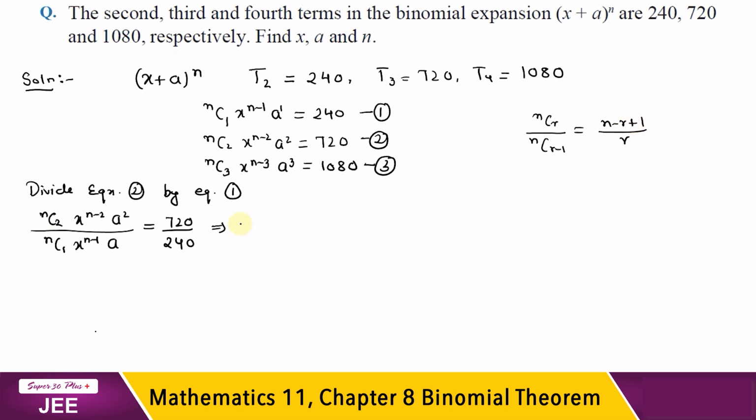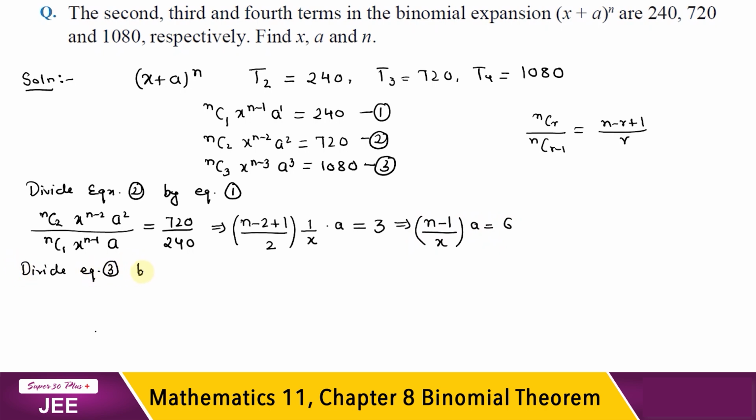So this becomes (n - 2 + 1) divided by 2. Now this part upon simplification becomes 1 by x, and this part a^2 divided by a becomes a in the numerator, and RHS is equal to 3. So in all we are going to get from here (n - 1) divided by x into a equals 6.